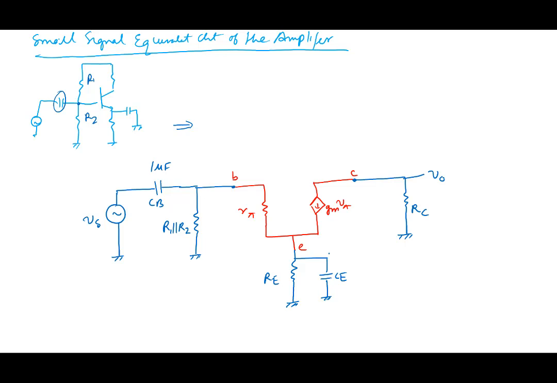Okay, the values we know. R1 was 33, R2 was 17, RC was 2K, RE was 1K, R pi we know 2.6K. So all these values we have already calculated. So we know all these. R1 parallel R2, you can calculate how much is that.